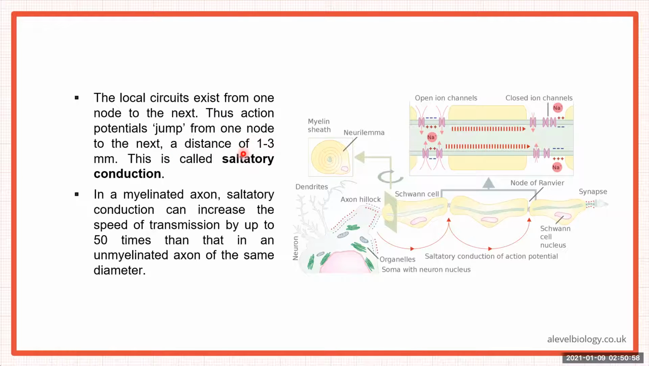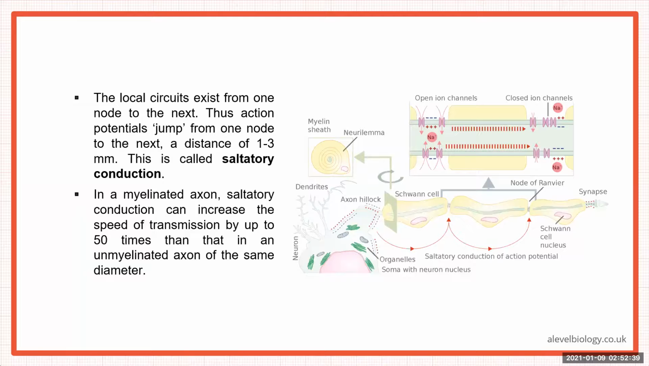And for this, there is a distance of 1 to 3 millimeters. You can see this distance here, from here to here. So there's a distance of around 1 to 3 millimeters. And this is what we call saltatory conduction, right? In a myelinated axon, saltatory conduction can increase the speed of transmission by up to 50 times that in an unmyelinated axon of the same diameter.